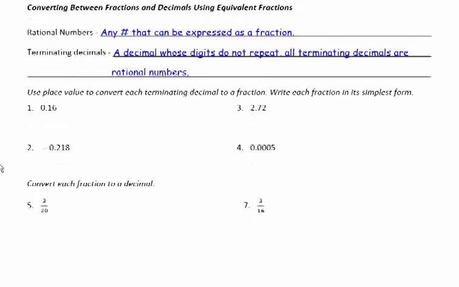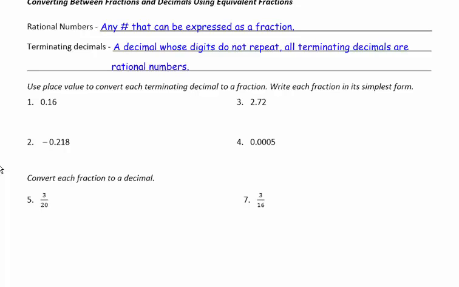So if you recall place value, we can use place value to convert each terminating decimal into a fraction. What we have to do is just look at the last digit and figure out what place value it's in. So this happens to be the hundredths. So this is 16 hundredths. And that's exactly how I write that fraction, 16 over 100.